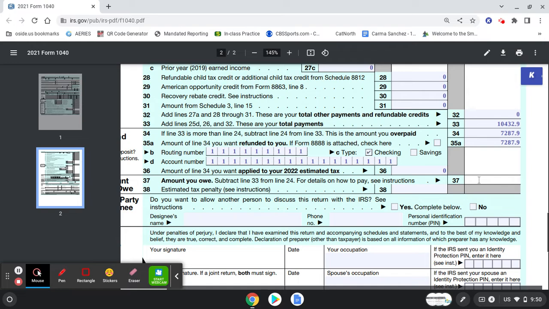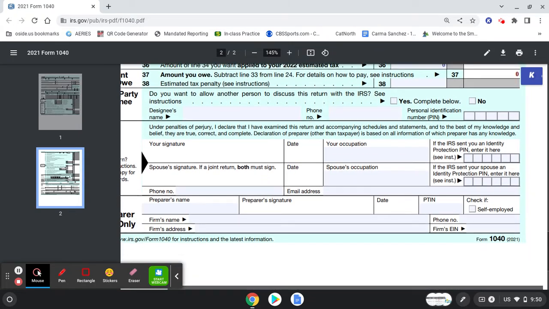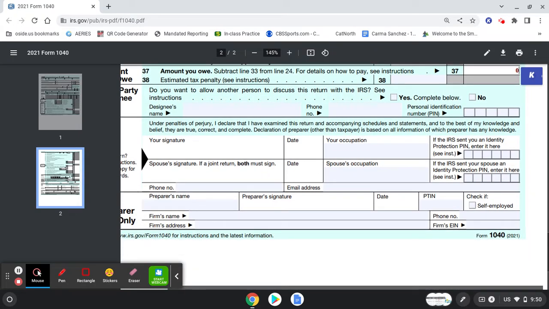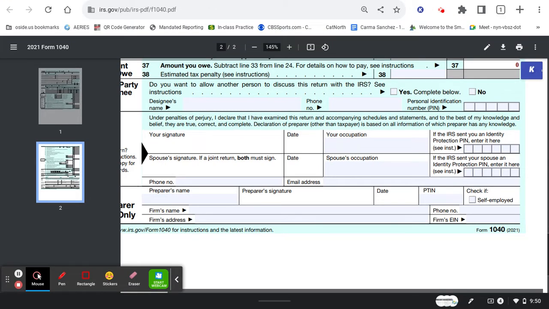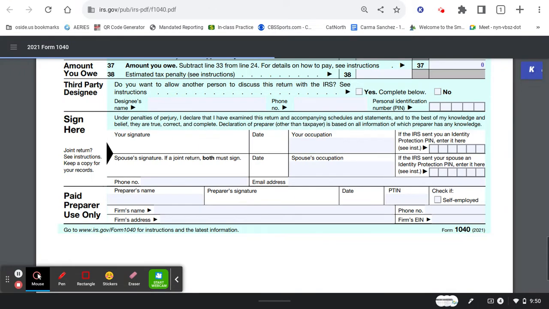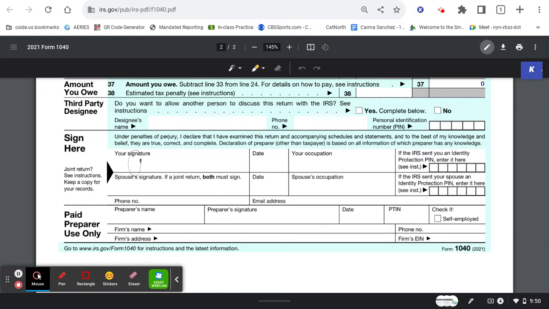And then we don't owe anything because we got a refund. Finally, we get to sign and date our tax return. You guys may not have the ability to sign and date yours being on the Chromebooks. So this is Jane Doe signs first, John Doe signs second, 3/30/22. And as long as we're filing our taxes before April 18th this year, we're good. Occupation for her, I don't know, we're making it up. She's an admin. He's an admin as well.